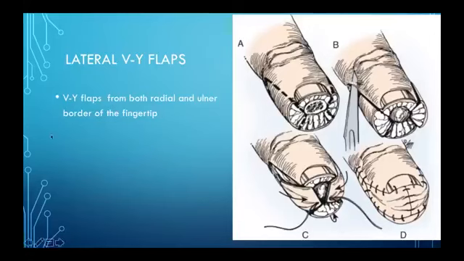This can also be constructed from either side of the fingertip, so what we call the lateral VY flaps. One from the radial and one from the ulnar border of the fingertip. And so these then meet in the middle, as shown in the picture, and provide coverage of the fingertip just under the nail bed.